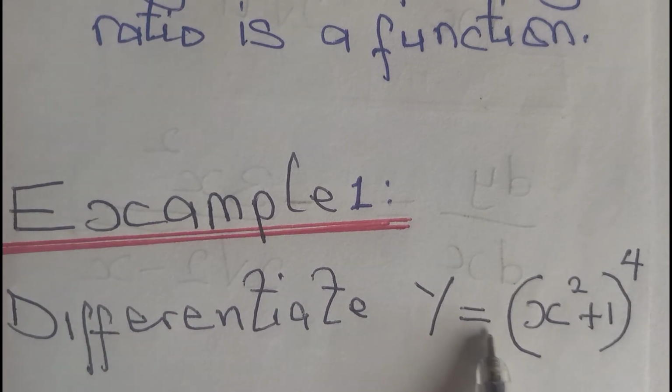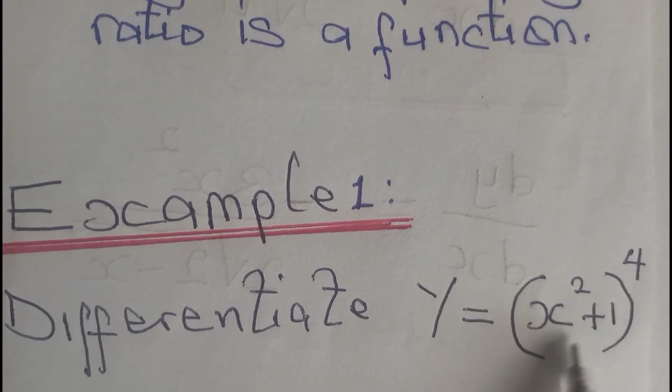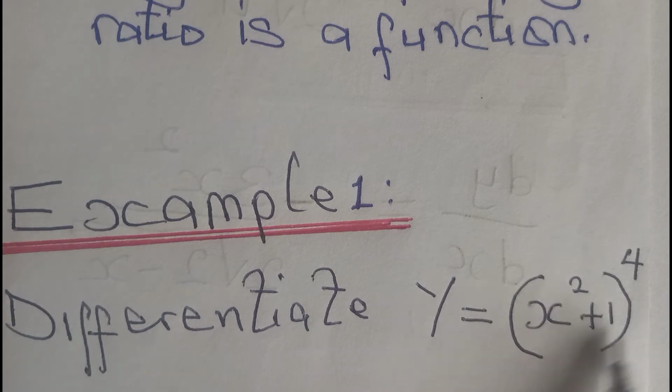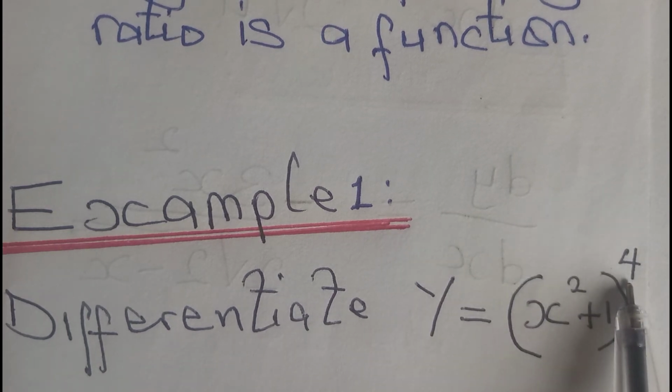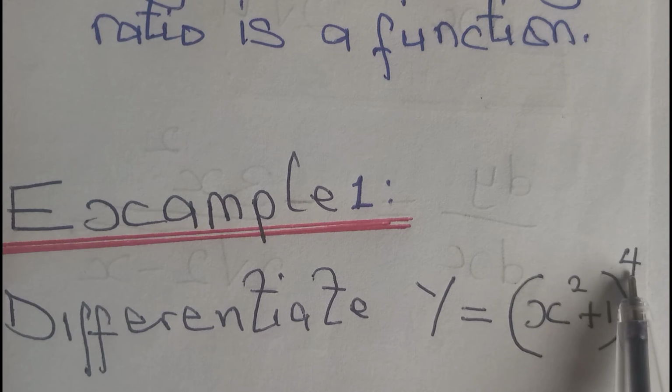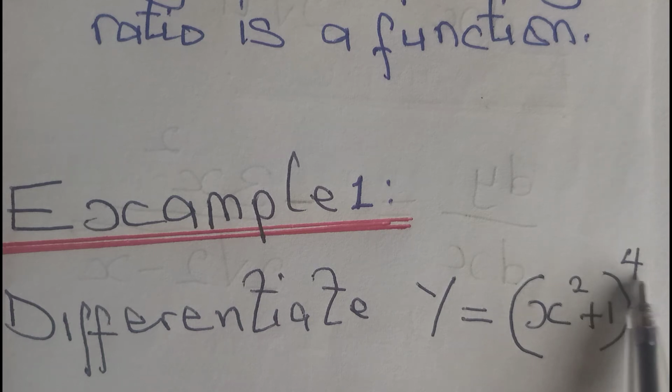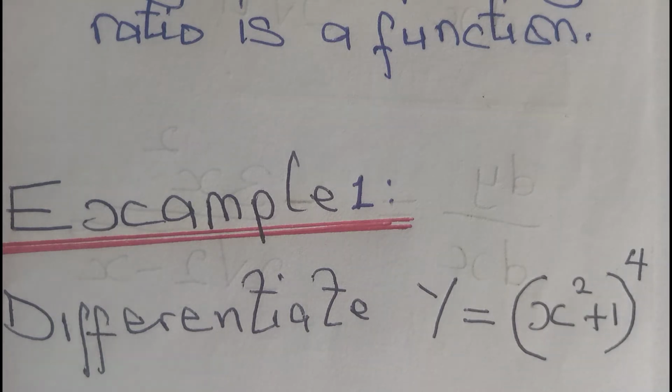Differentiate y equals (x squared plus 1), everything in brackets raised to power 4. Now, x squared plus 1 is a function on its own. Enclosing it in the bracket and raising it to power 4 makes it a function of function. And the index we consider here is this 4. Since this index is greater than 2, it will not be advisable to expand this to power 4 before you start your differentiation. That will be too cumbersome. Chain rule makes the work simpler.